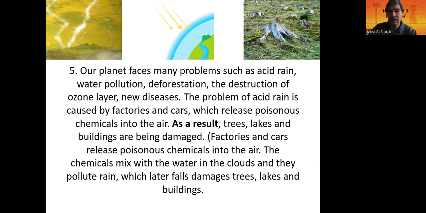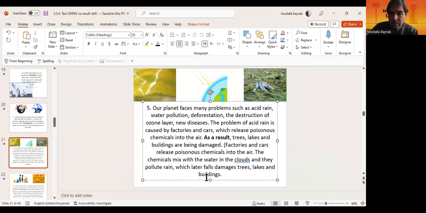The chemicals mix with the water in the clouds and they pollute rain, which later falls. Let's put a comma here. Falls, damages trees, lakes, and buildings. Falls and damages trees, lakes, and buildings. Okay.